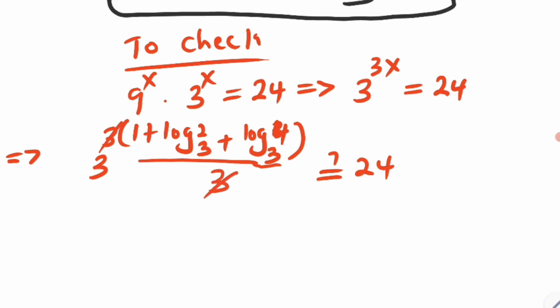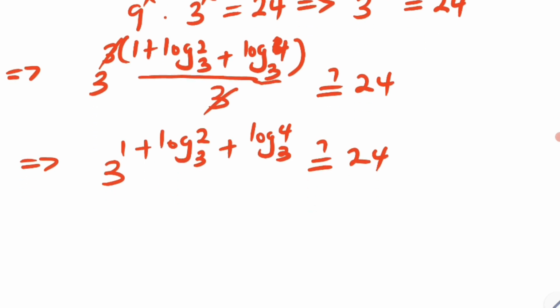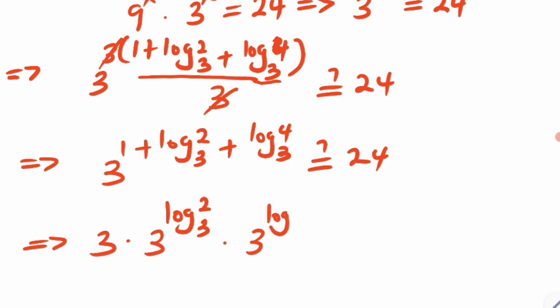So this 3 cancels this 3, then this is 3 raised to power 1 plus log 2 base 3 plus log 4 base 3 must be equal to 24. Then this is same thing as 3 raised to power 1, which is 3, multiplied by 3 raised to power log 2 base 3 multiplied by 3 raised to power log 4 base 3 must be equal to 24.